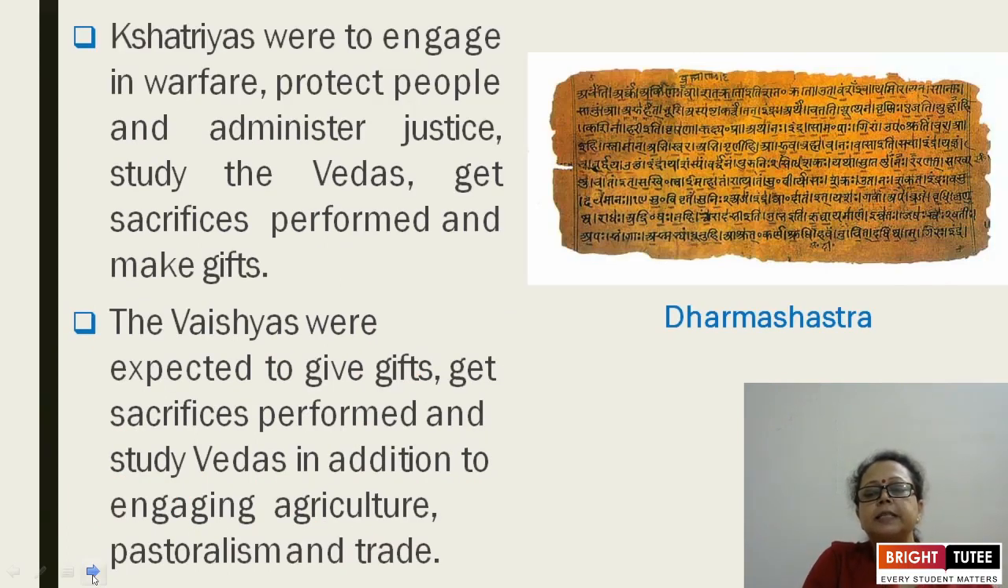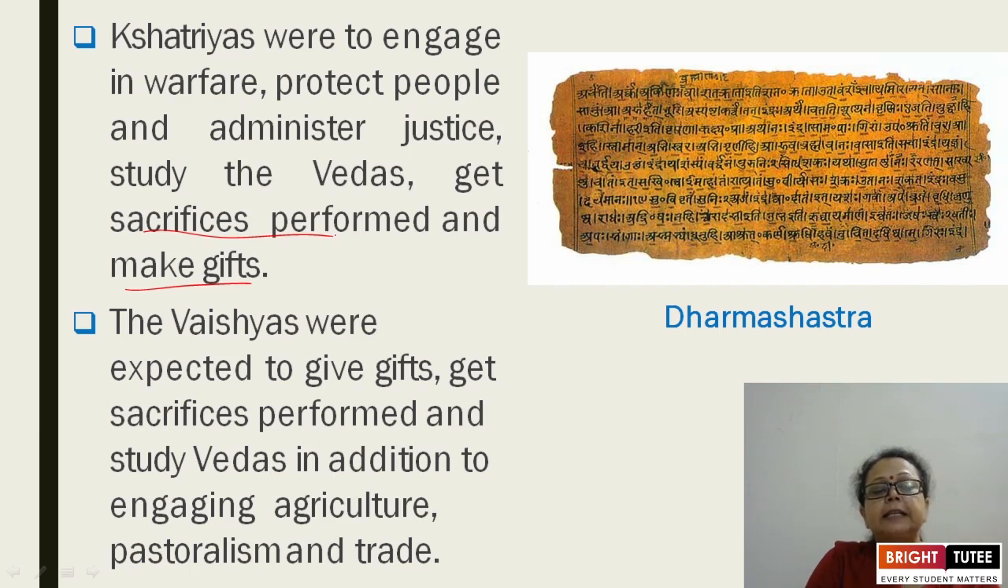Kshatriyas were to engage in warfare, protect people and administer justice. They also had the right to study the Vedas, get sacrifices performed and make gifts. For them, the sacrifices were performed by Brahmins. They are not supposed to perform them, but they get them performed.